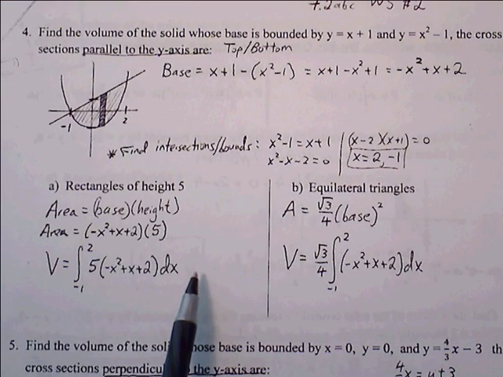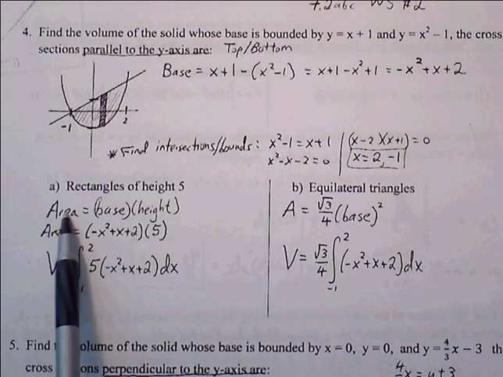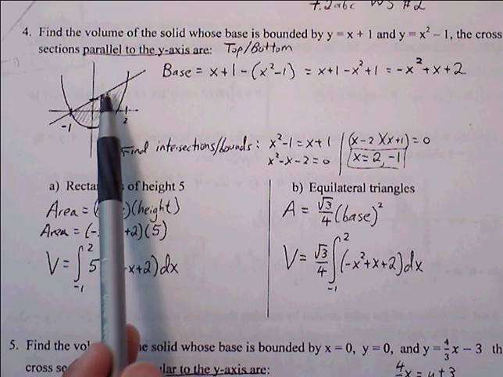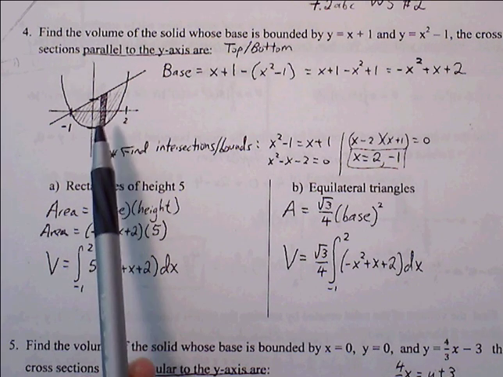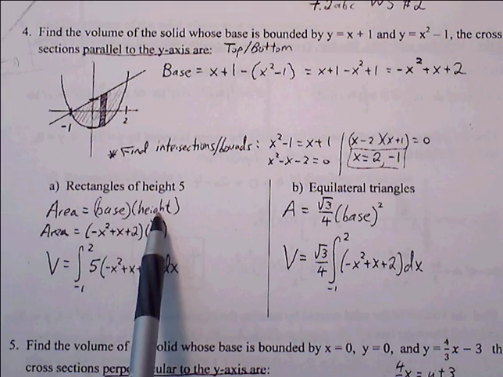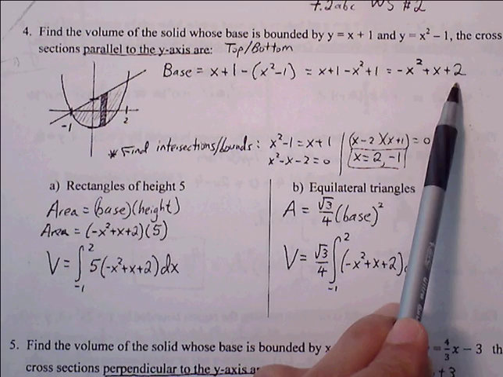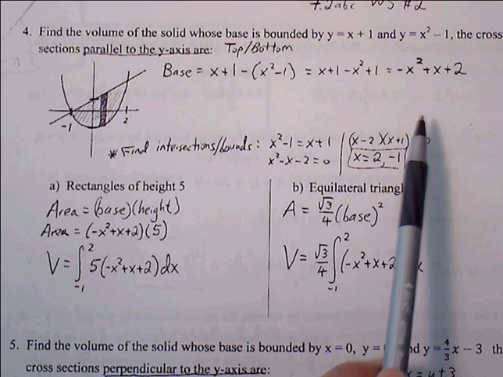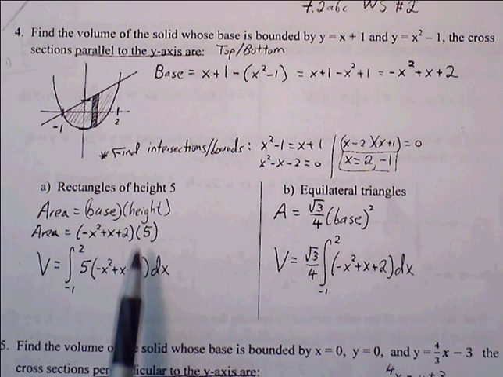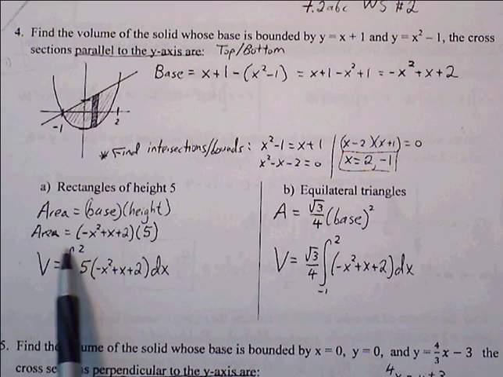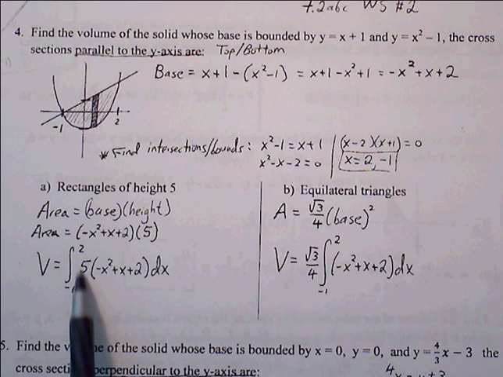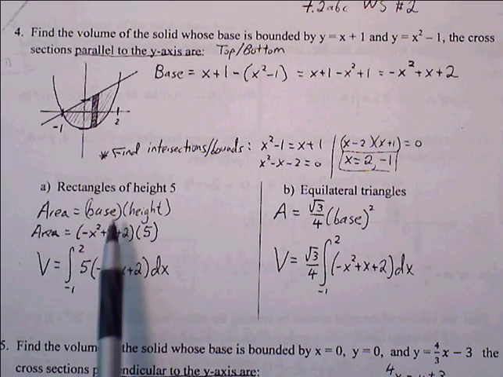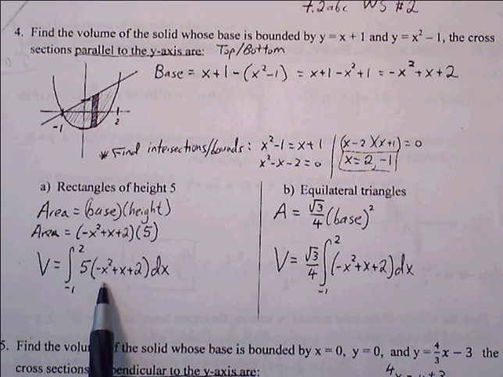Now, for part A, we want rectangles that are of height 5. So let's think about the area first. The area of a rectangle is base times height. The base is the representation that we found, negative x squared plus x plus 2, which we'll use for parts A and B, and the height will be a constant of 5. To find the volume, we accumulate these infinite numbers of rectangles from -1 to 2 to build this three-dimensional object.